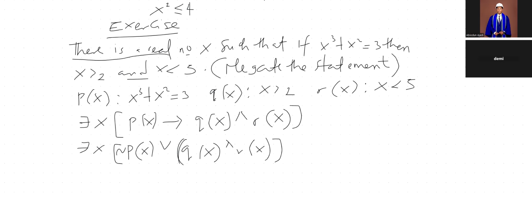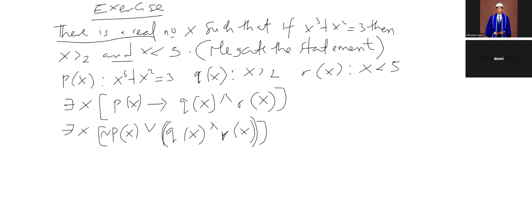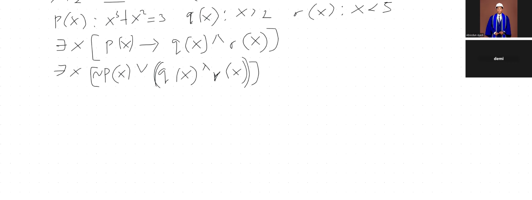So let's do the negation now. For the negation, there exists turns into for all x, then we had our negation. Then this is going to be the negation of p of x or q of x and r of x.